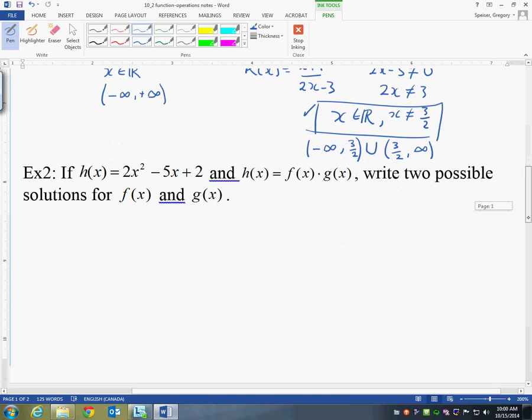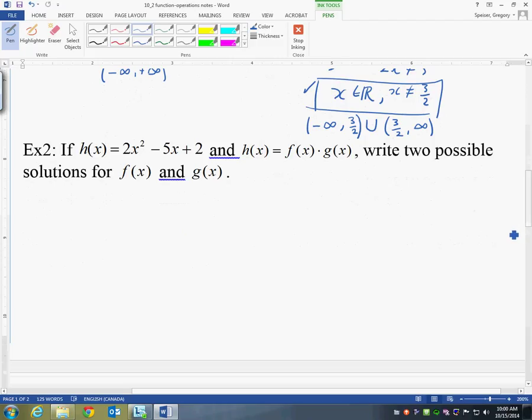Okay. All right. Example number 2. If h of x is equal to 2x squared minus 5x plus 2, and h of x is equal to f of x times g of x, right? Two possible solutions. So they're giving you the product, and they want you to find two functions that will multiply to give the original. So really, it's a one-word answer. If I tell you this word, you'll say, oh, that's not so hard. The hint is factor.